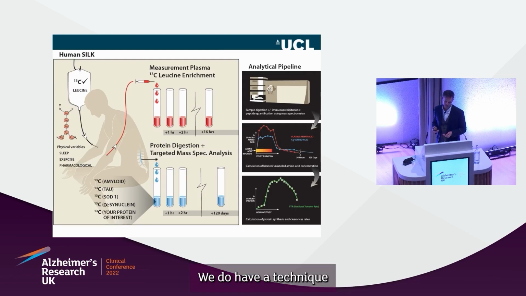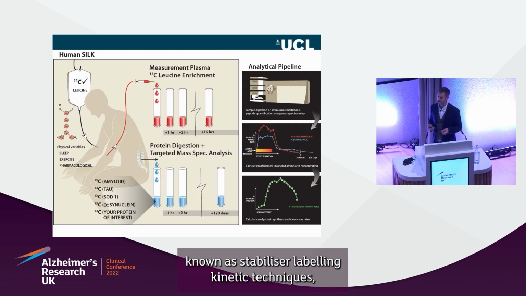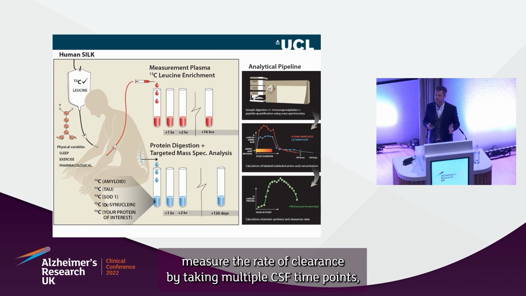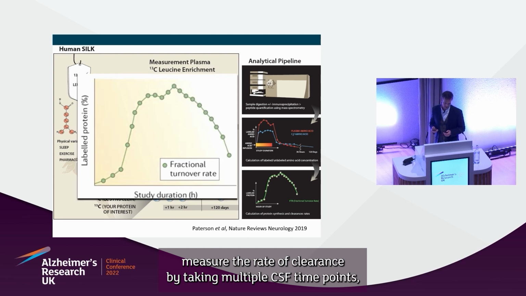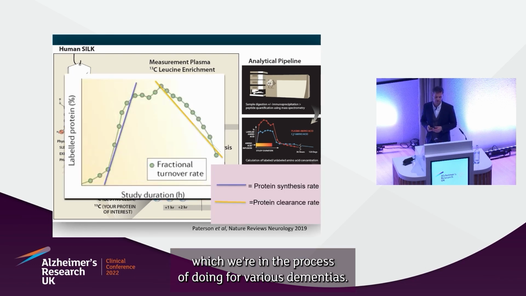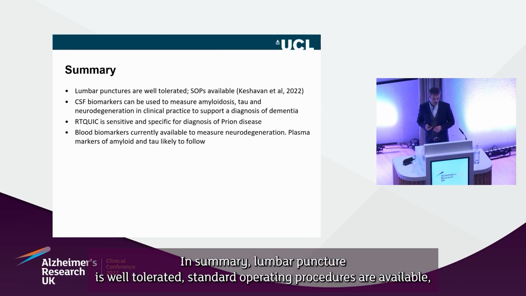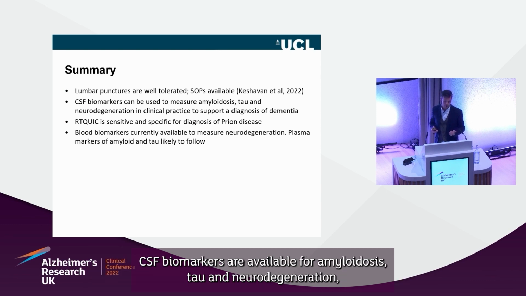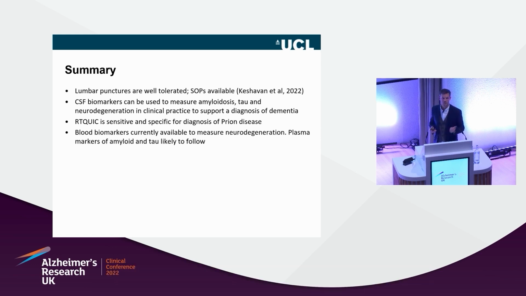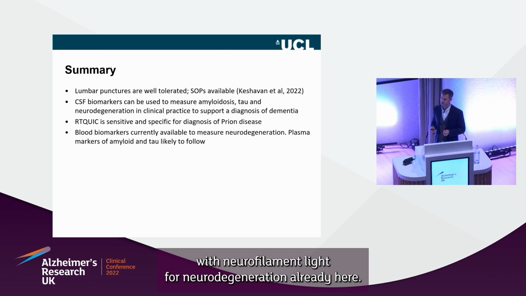And so we do have a technique known as stable isotope labeling kinetics, where we can give patients an isotope, measure the rate of production, and measure the rate of clearance by taking multiple CSF time points, which we're in the process of doing for the various dementias. So in summary, lumbar puncture is well tolerated, SOPs are available, CSF biomarkers are available for amyloidosis, tau and neurodegeneration, RT-QuIC for prion disease, and blood biomarkers are on the way, with neurofilament light for neurodegeneration already here.